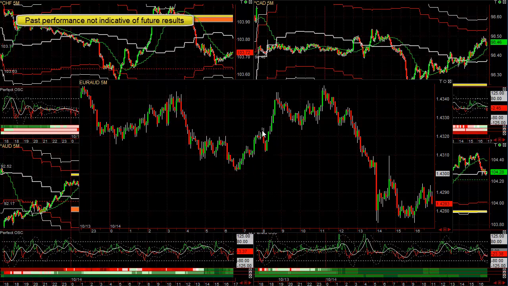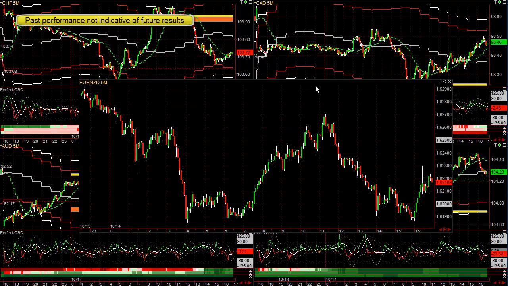Let's take a look at the euro New Zealand. Again, we're looking to sell it. The New Zealand's the strongest of all 8 pairs, and you can see it fell 50 pips there. Get a little bit of a pullback. You had a chance to make 15 pips on this, but more than likely you would have had a break even or made 3 to 5 pips.